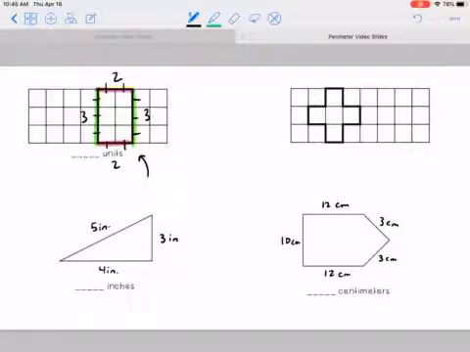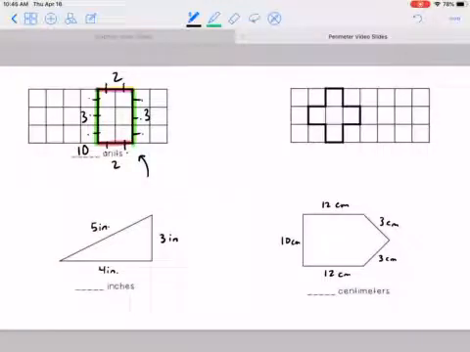Now, if you have grid paper, that's awesome. You can just count around the object, and that's going to be a strategy to use sometimes, but not always. So if we wanted to count around, we could do 1, 2, 3, 4, 5, 6, 7, 8, 9, 10. So we would know that it's 10 units. The perimeter, the measurement around the rectangle, is 10 units long.